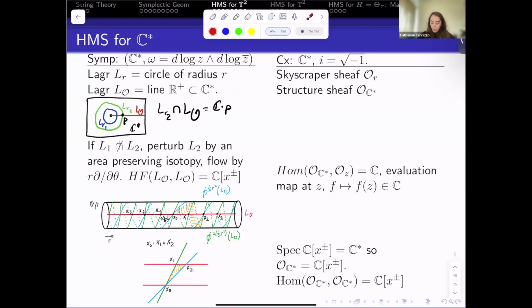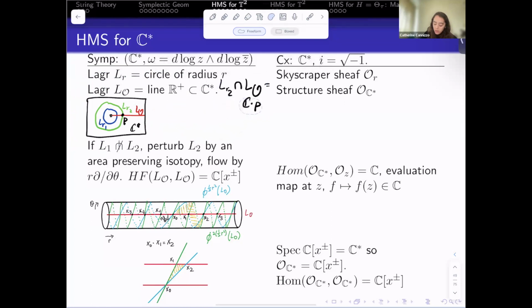Well, what happens if we want to look at 2 Lagrangians which are the same? They don't have transverse intersection. In order to think about that, it's helpful to have a different picture of C star, which is writing it as a cylinder. The way I envision this is, imagine taking this 0 and pulling it out, sort of like a timeline of doing that. Let's take 0 and pull it out slightly.